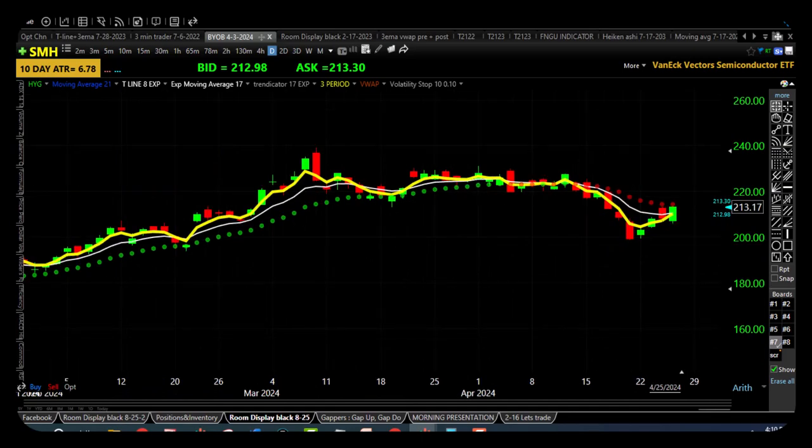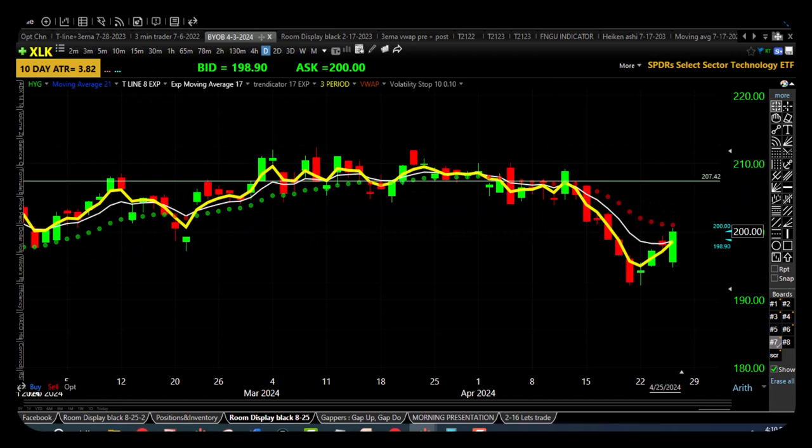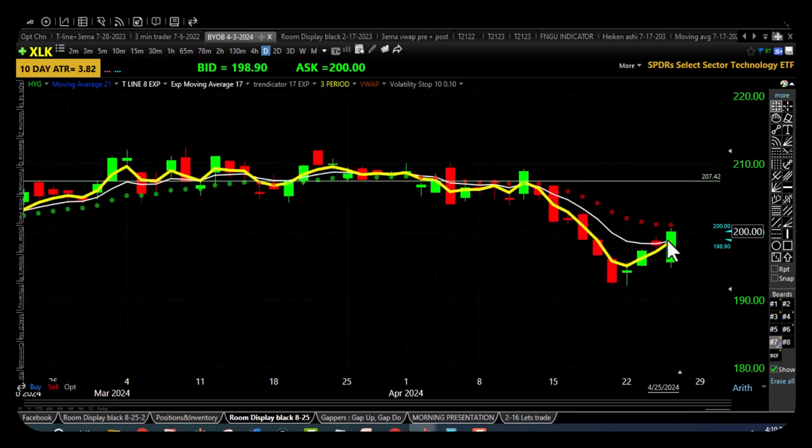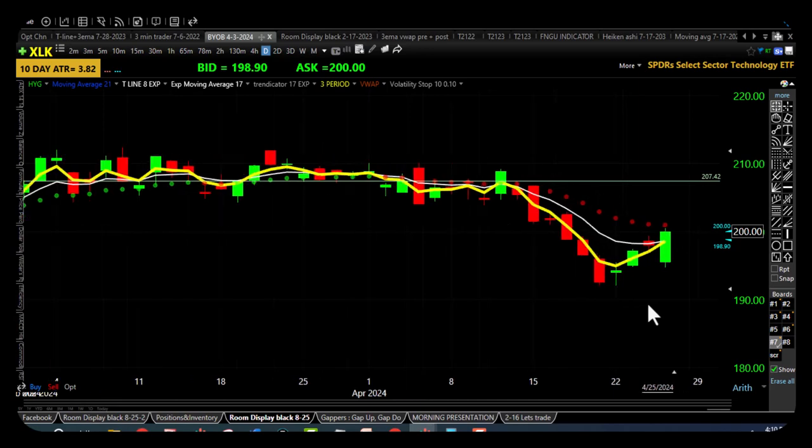All right. XLK Technology still in a downtrend. But outside day, higher high, lower low, closing over the bullish cross. That would be the 3 crossing over the 8 EMA, but under the falling 17 EMA, still in a downtrend. But fighting it off, giving it the good fight.